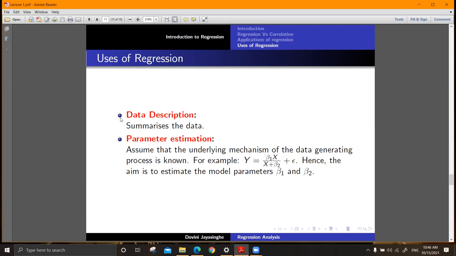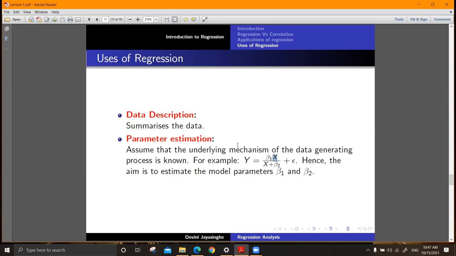Okay, so we do a data description summary. We take summaries of data. We check the means and other descriptive statistics, things like that. Parameter estimation assumes that the underlying mechanism of the data generating process is known. For example, let's say we have one X variable and one Y variable. The betas are just the parameters. These are the notations that we are going to use throughout this course. So this is not simple linear regression, although it just has one X variable. This is simple, but not linear. So it has something like this.